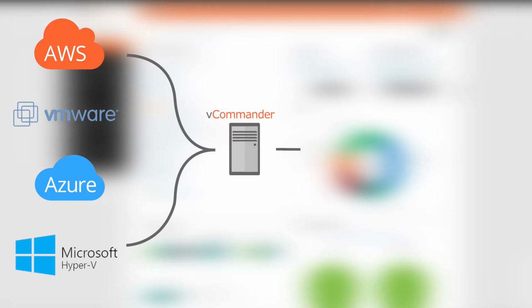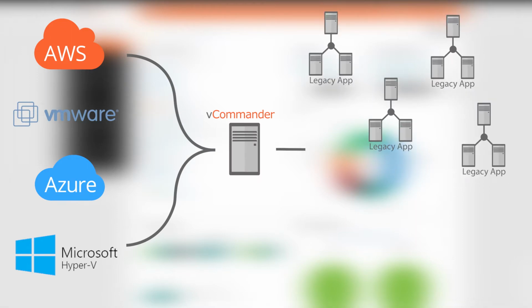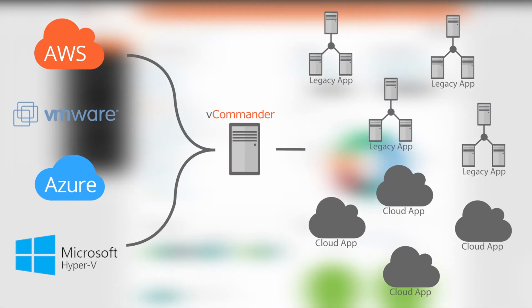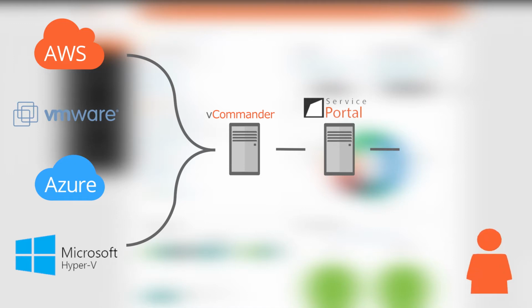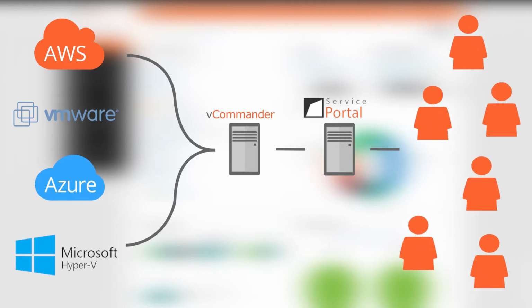Embotics vCommander orchestrates hybrid cloud provisioning and provides governance and cost optimization for both legacy and cloud-native applications. In this video, we'll first show you the self-service automation experience you can create for the consumers of your IT services, and then show you how easy it is for an IT or cloud administrator to set up.